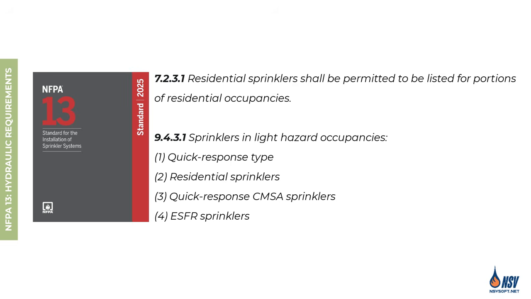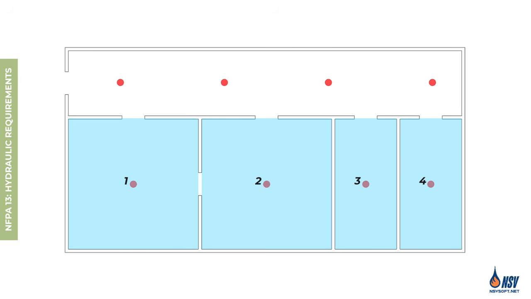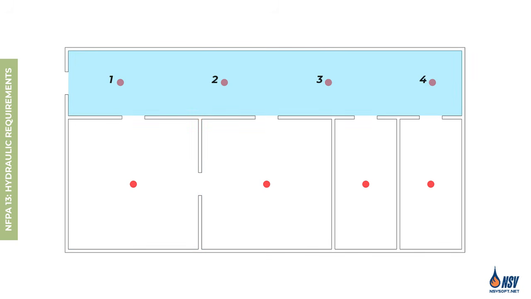In accordance with NFPA 13, residential or quick response sprinklers are permitted for use in residential occupancies. Unlike NFPA 13D and 13R, hydraulic calculations under NFPA 13 must consider 4 adjacent sprinklers that produce the greatest hydraulic demand, regardless of whether they are located within a single compartment. In this figure, many combinations of sprinklers would need to be evaluated to determine which is the most demanding.